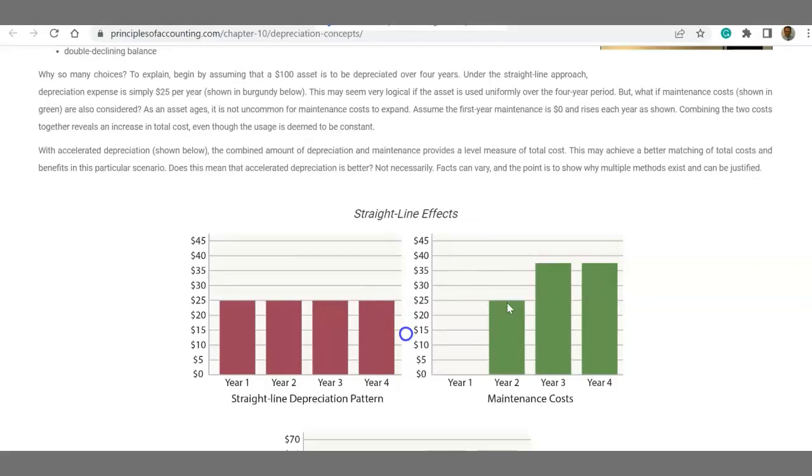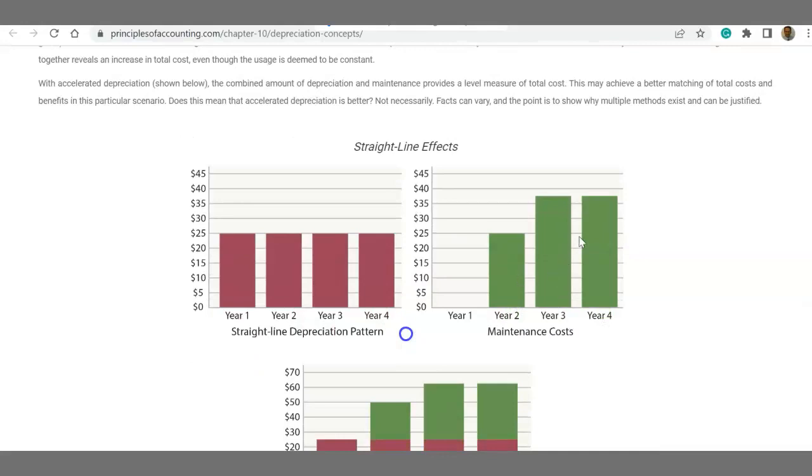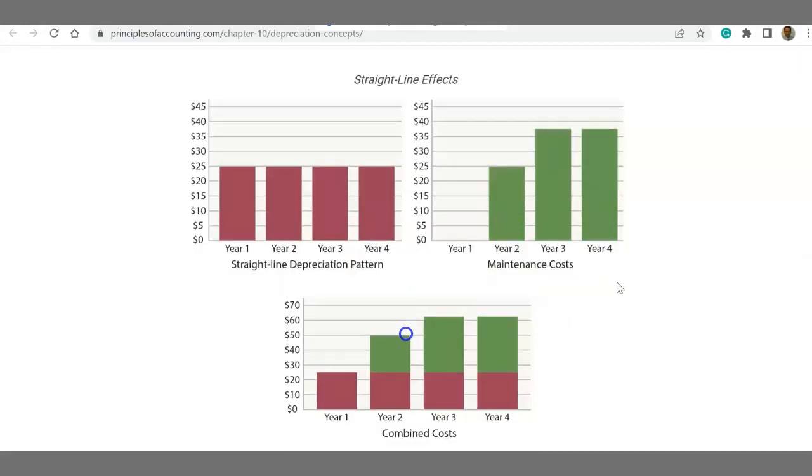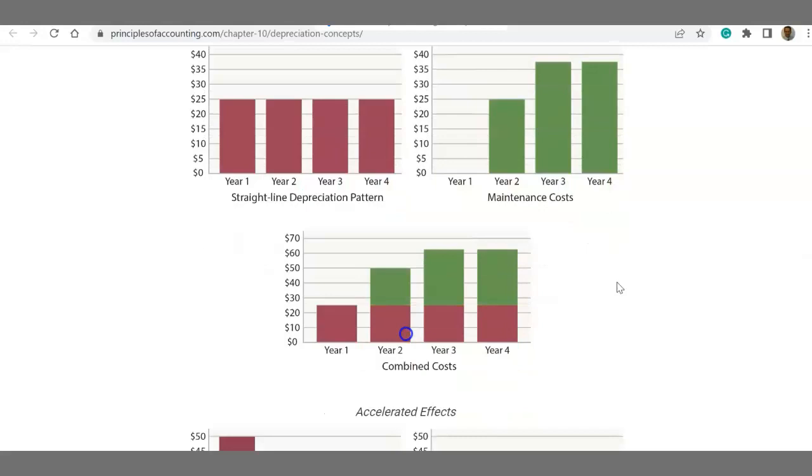Under straight line, every year your depreciation expense is the same amount. There's no change. But the maintenance cost, normally in year 1, there is no maintenance. In years 2 and 3, the maintenance cost will be higher. So as you see, in coming years your total expense in year 1 will be less than year 2 and less than year 3, obviously, because of the combination of depreciation expense and normal wear and tear maintenance expense.